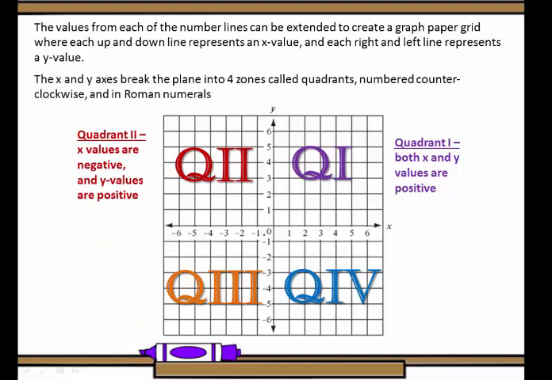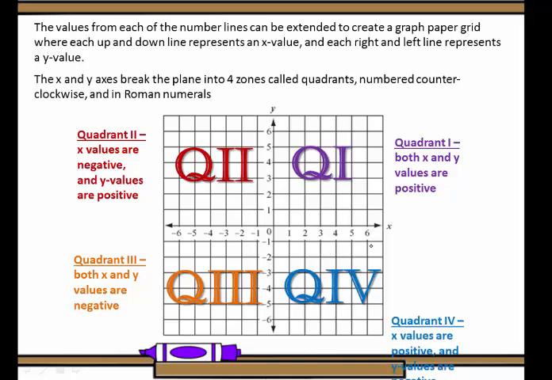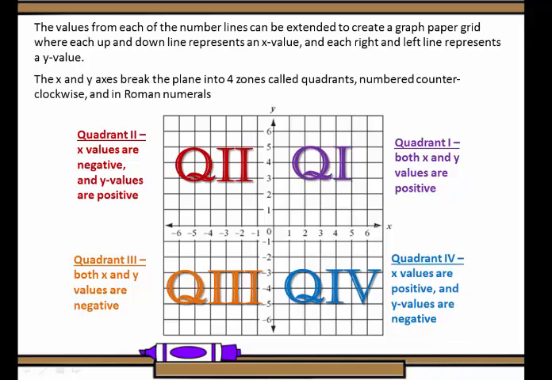Quadrant 2 has negative x values and positive y values. Quadrant 3 has negative x values and negative y values. And then quadrant 4 has x values that are positive and y values that are negative.